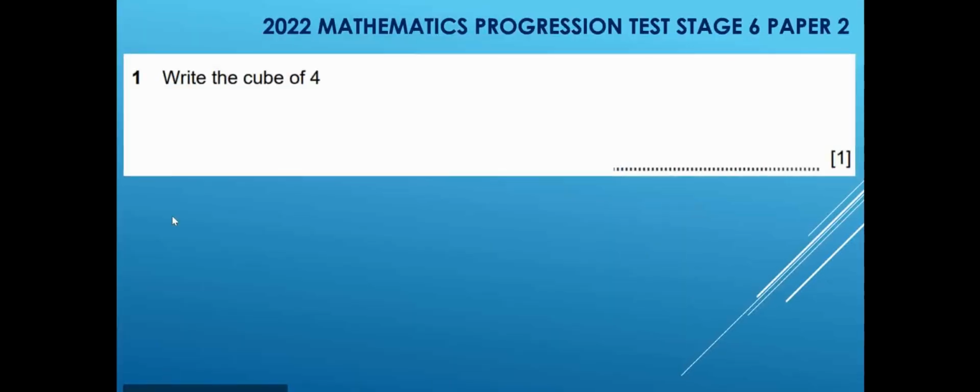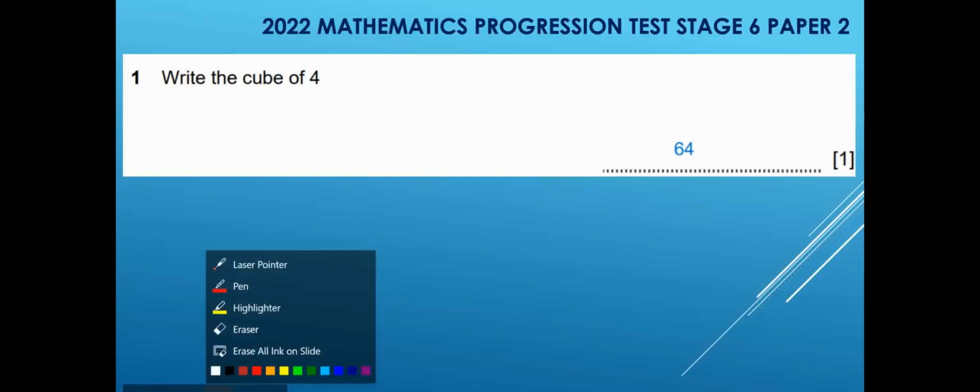Question 1. Write the cube of 4. 10 seconds from now. 10, 9, 8, 7, 6, 5, 4, 3, 2, 1, 0. So you got your answer. Let's reveal the answer. It's 64. How is the explanation?